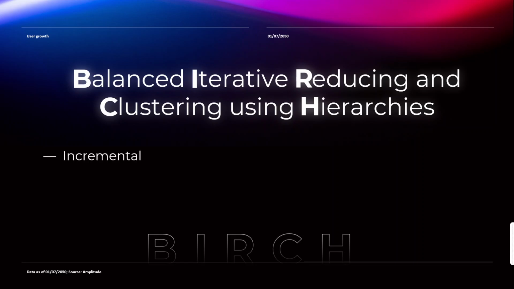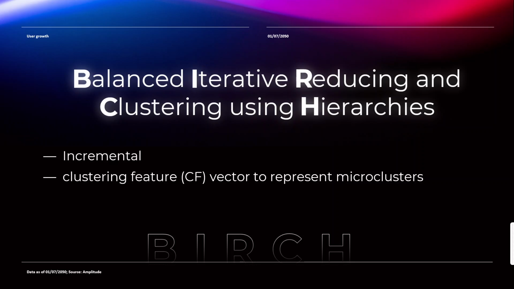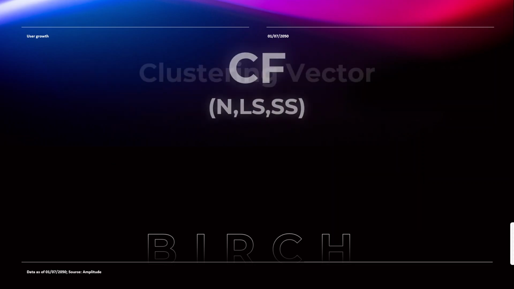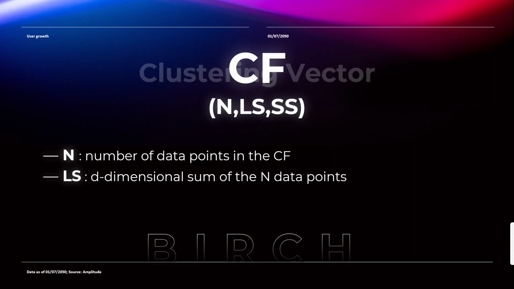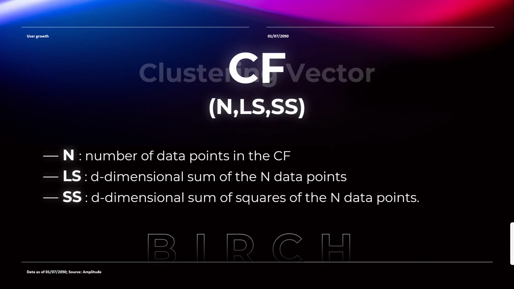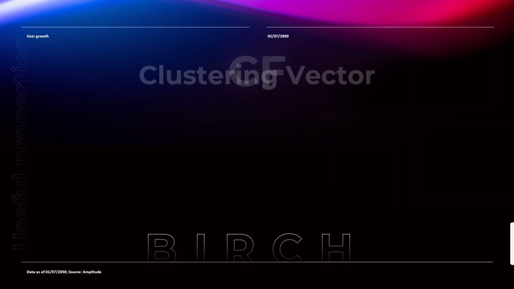It is incremental. We can add clusters to it, and it uses a clustering feature called a CF vector to represent microclusters. A CF is defined as a tuple of N, LS, and SS. N is the number of data points in the CF. LS is the d-dimensional sum of the N data points, and SS is the d-dimensional sum of squares of the N data points.